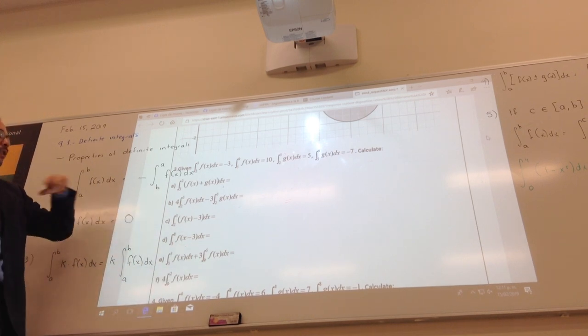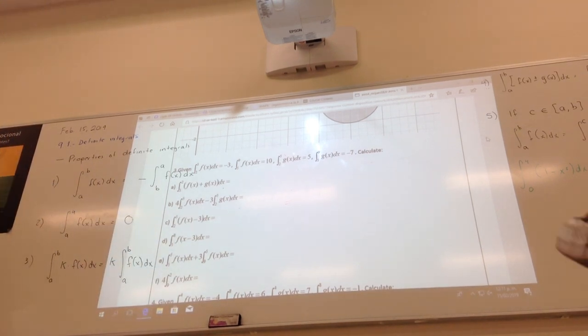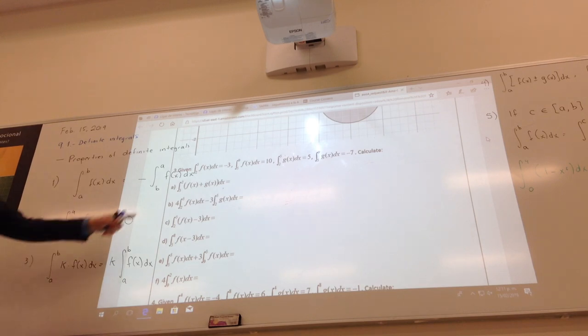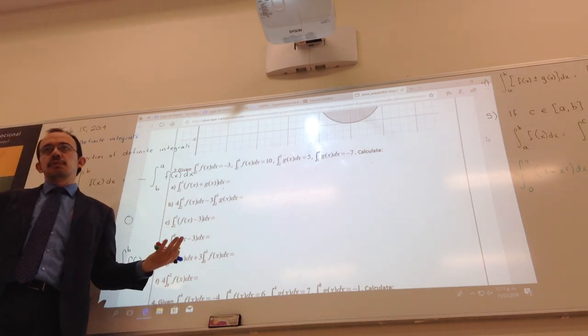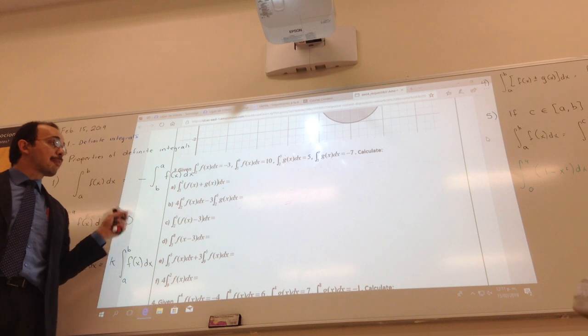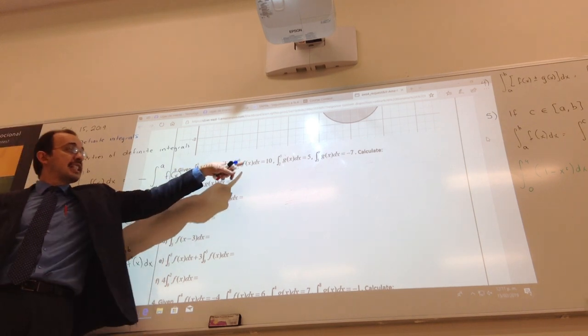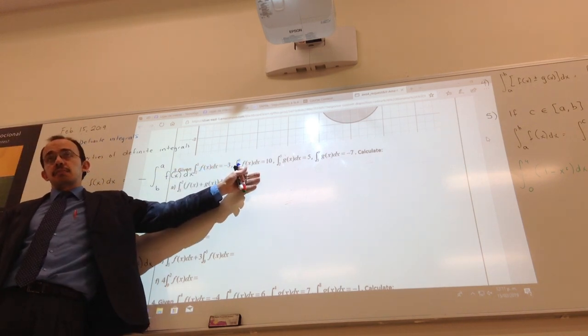For example, the first one. In the first one, it says integral from 5 to 2 of f of x plus g of x dx. The idea is I need to give the final solution to that integral. Since we don't have the function, we cannot integrate with the rules. We need to use the properties to use these values to get an answer.